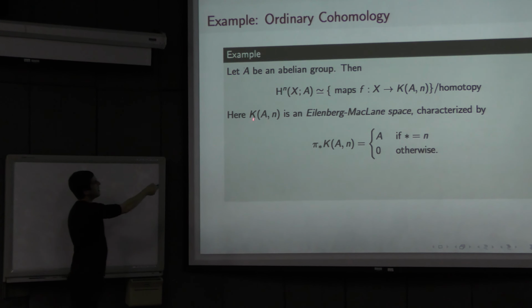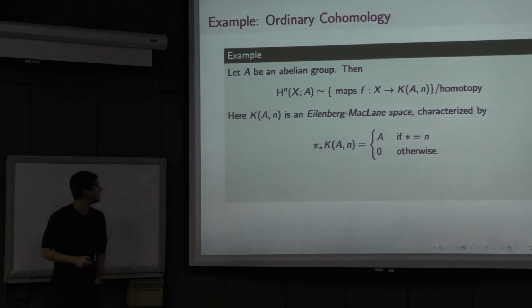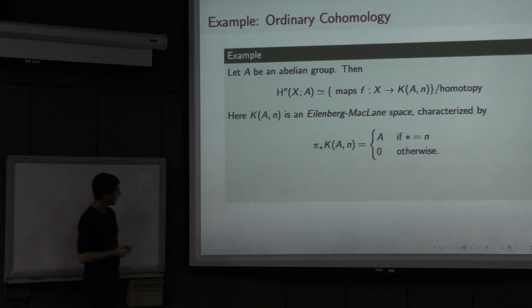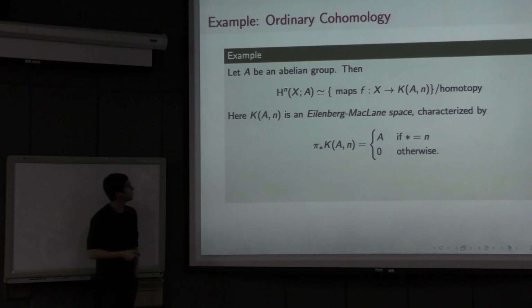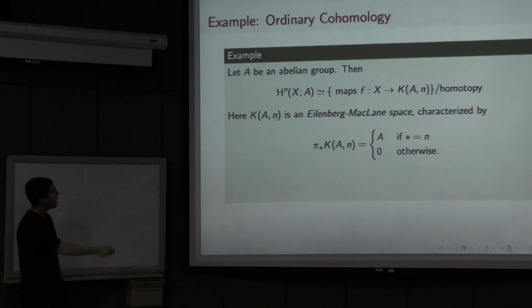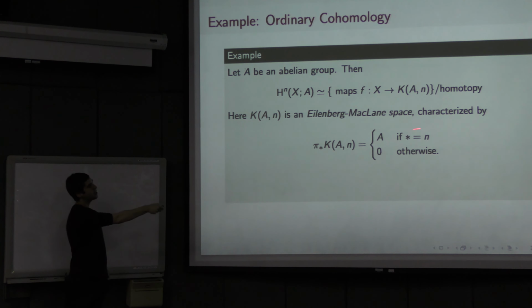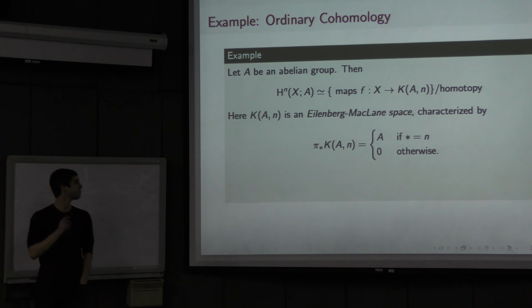So these spaces K(A,n) are called Eilenberg-MacLane spaces, and there's lots of ways of describing them, but one of the simplest is they're characterized by saying what their homotopy groups look like. The homotopy groups of an Eilenberg-MacLane space K(A,n) are concentrated in degree n, and in degree n you just see the abelian group A.